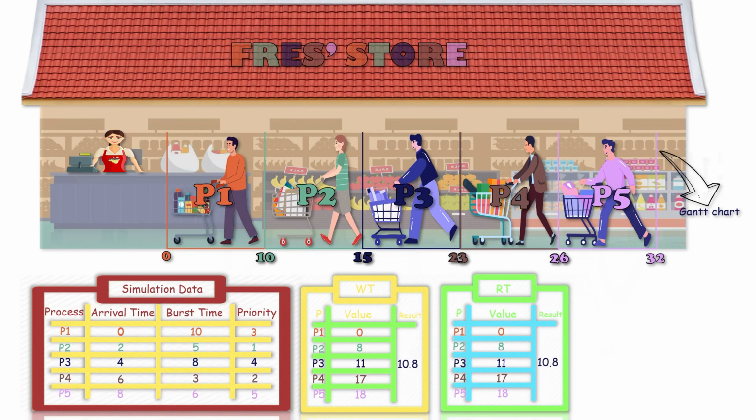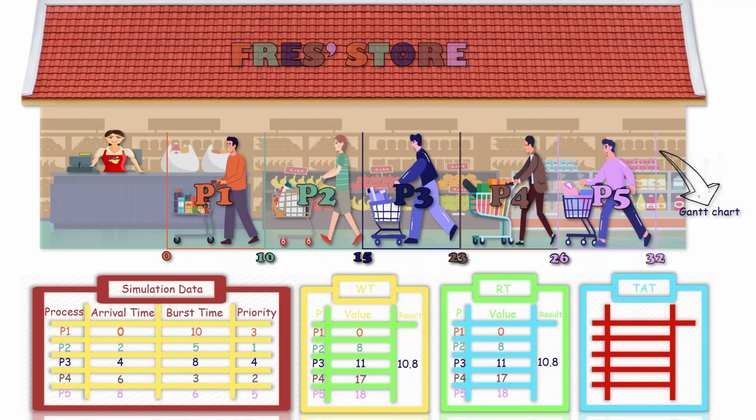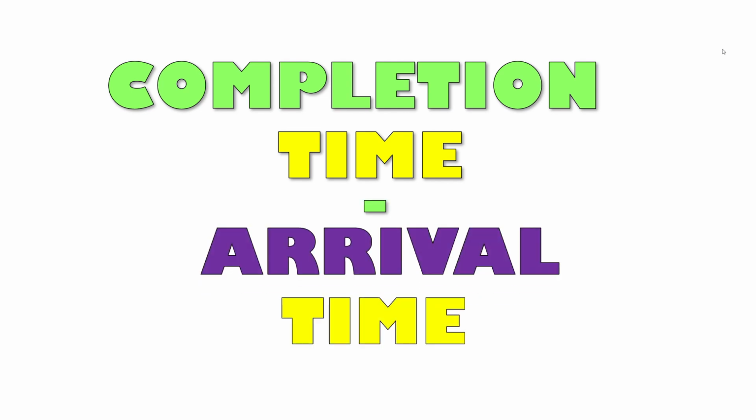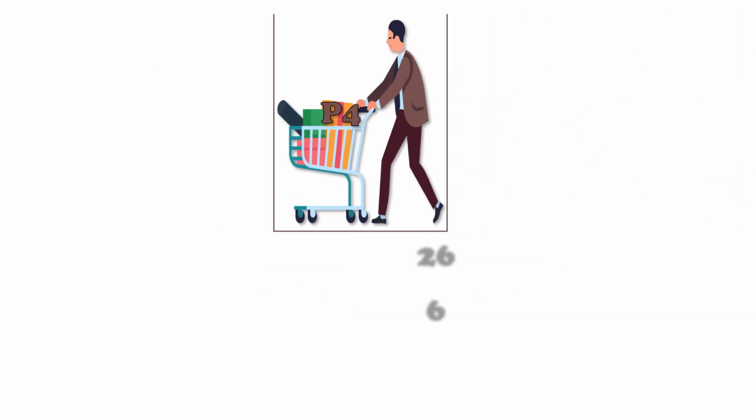Put the result in the data, and suddenly receive another table that says turnaround time. You may be wondering what turnaround time means. Well, it's just completion time minus the arrival time. In this case, process 1, its completion time value is 26, and the arrival time is 6. Minus them, which equals 20.